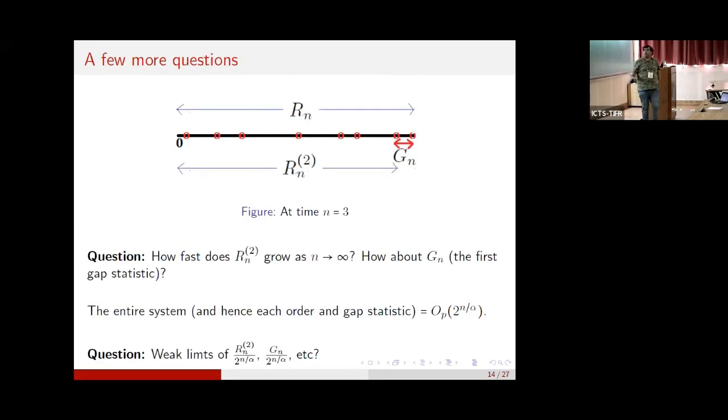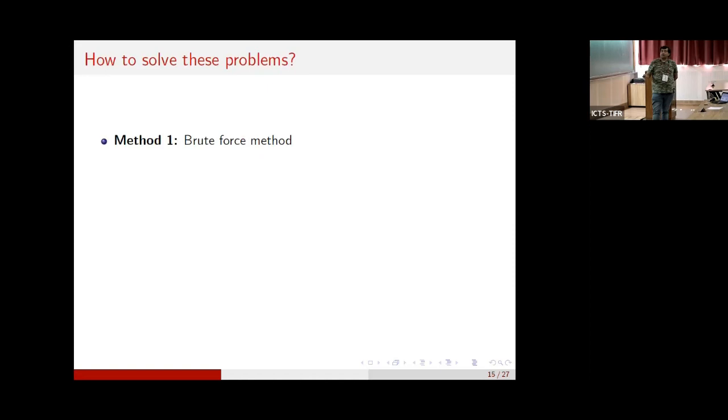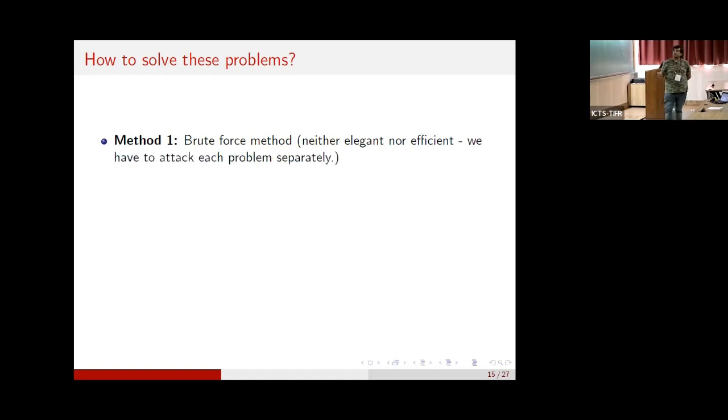So now the question is, how do you tackle these problems? There are lots of problems here, right? The gap statistics, there's order statistics, etc. Now, of course, you can use the brute force method, which I like very much. But then the problem is that this is neither elegant nor efficient. And the main problem would be that every problem you have to attack separately. It's better to develop some technique that can be applied to a large class of problems.